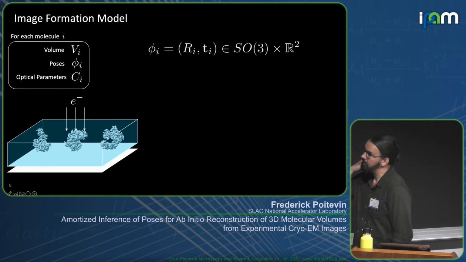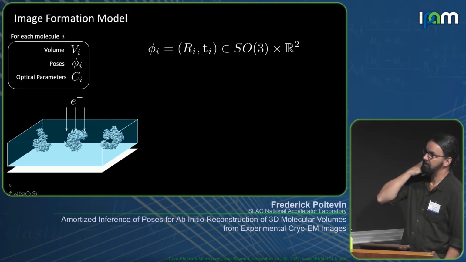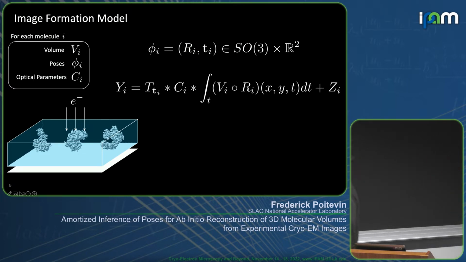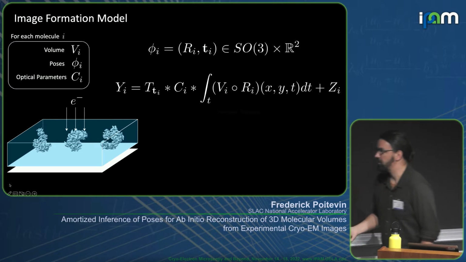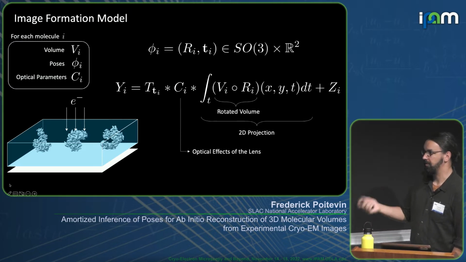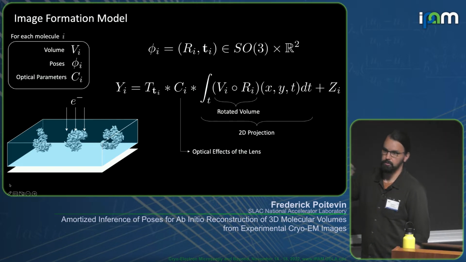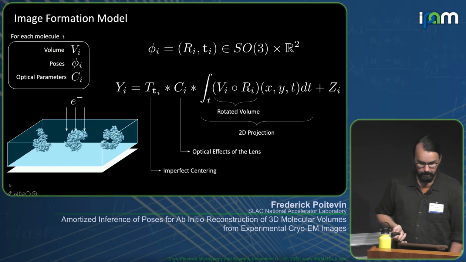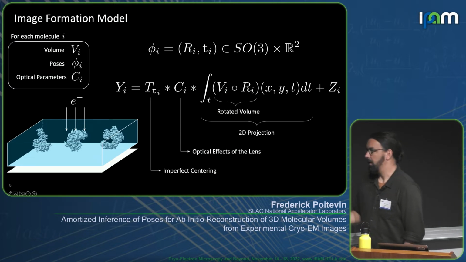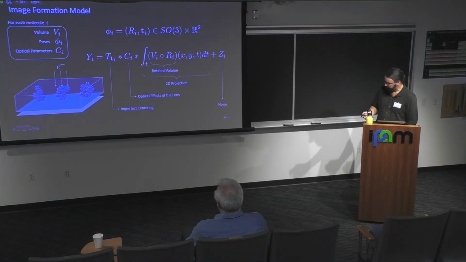Okay, so in a little bit more detail about this image formation model, we have the pose, which is a rotation and a translation of the molecule. And then you can build the exact equation where you have to rotate your volume, you project it, corrupt it with the optical effect of the lens. For the whole talk, I'm going to assume that those are given. Maybe you didn't center your particle perfectly, and then you corrupt it further with a lot of noise.